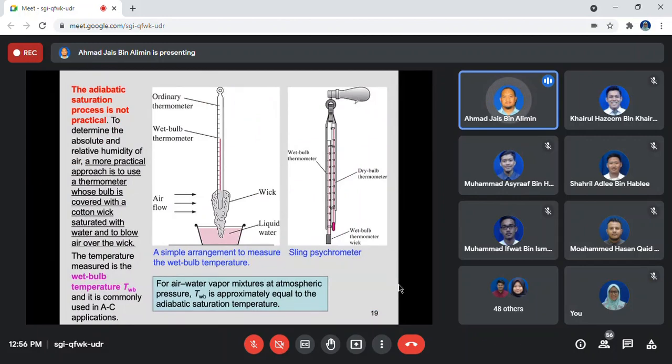The adiabatic saturation process is not practical, so a more practical approach is to use the thermometer whose bulb is covered with cotton wick. Okay, like I explained just now. And then the temperature measured is the wet bulb temperature, commonly used for the air conditioning system. Okay, and for an air-water vapor mixture at atmospheric pressure, it is approximately equal to the adiabatic saturation temperature. So we use that assumption in terms of physical measurement. So this is what we call the wet bulb temperature reading, and this is the dry bulb.